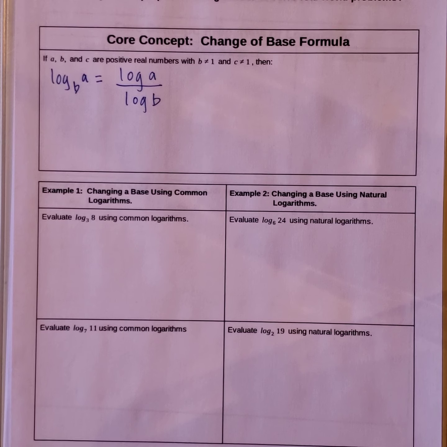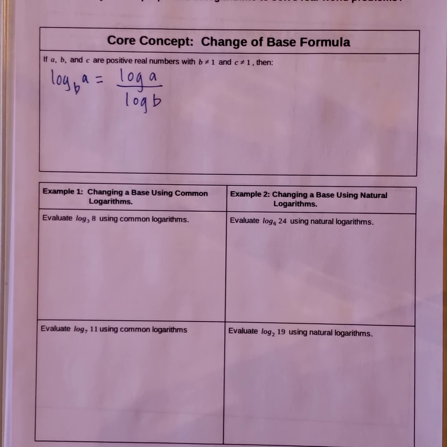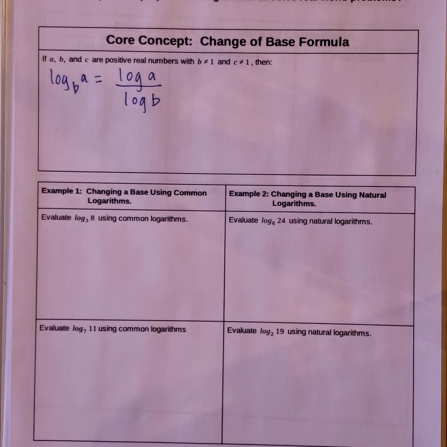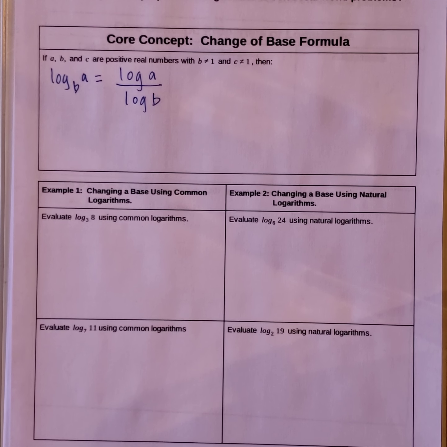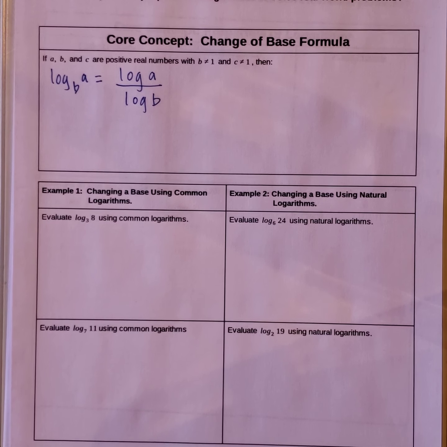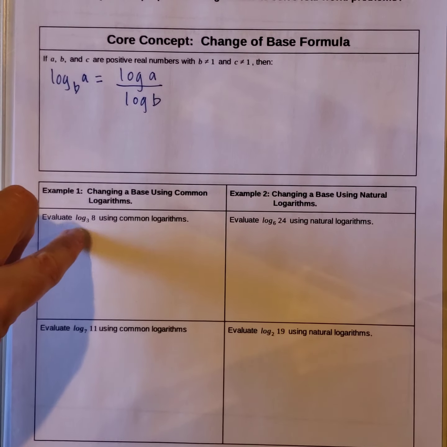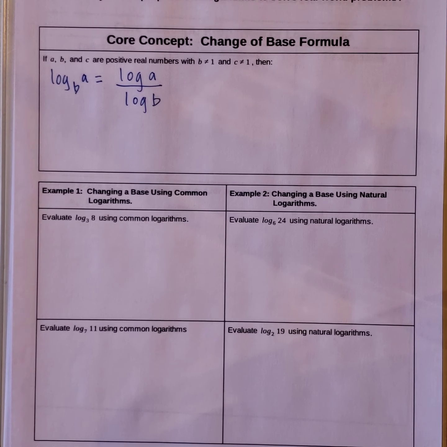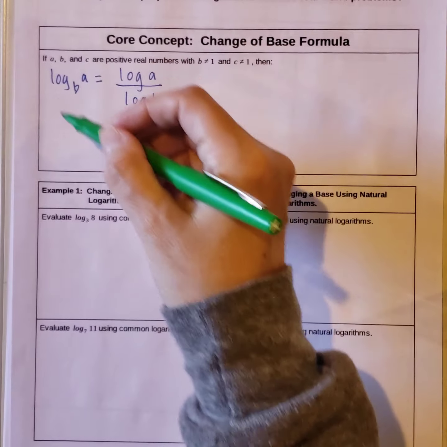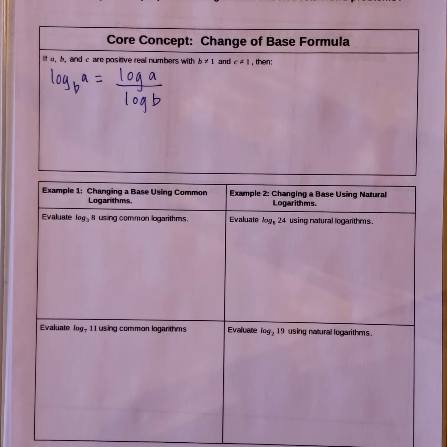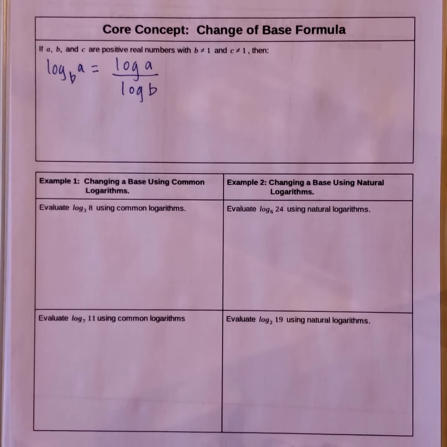So example 1, changing a base using common logarithms. Evaluate log base 3 of 8 using common logarithms. In our calculators, if we type log into it, it is defaulting to a log base of 10. So if we're given a log base of 3, we can't necessarily calculate this on our calculator. So we can use this formula to determine the value of log base 3 of 8 using common logarithms.